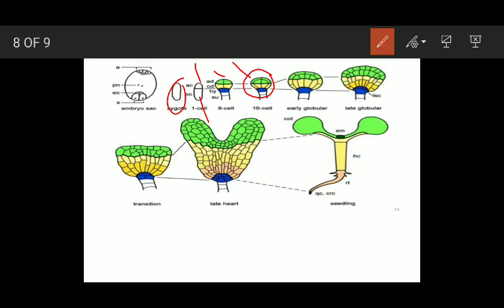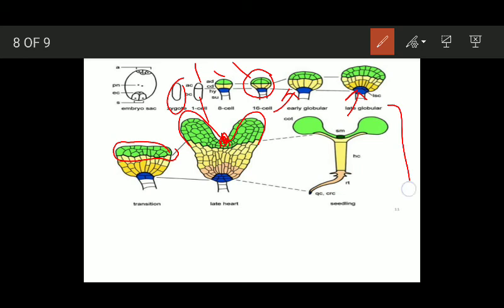Now this is the early globular proembryo. This is the late globular proembryo, and in this late globular proembryo the cotyledons start differentiating. Here you can see this yellow green patch of cells, they are destined to form the cotyledons. When the cotyledons become fully mature, they attain their full development, and they enclose a group of cells which later form the plumule.